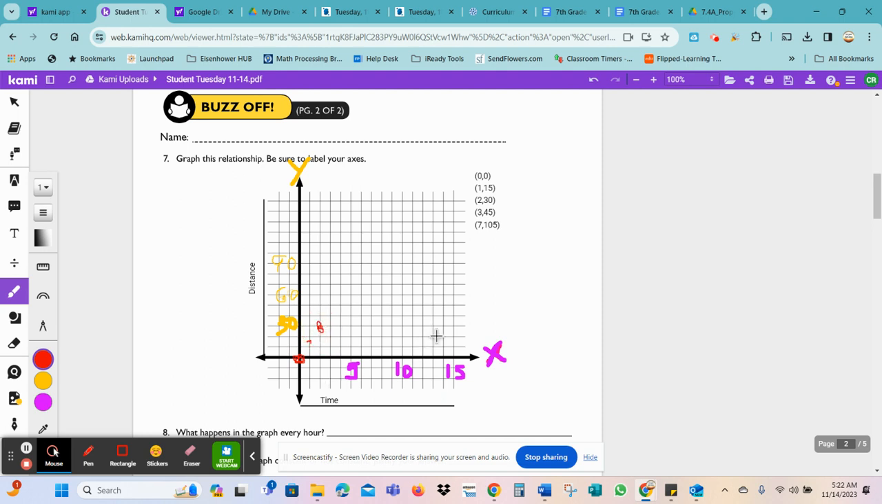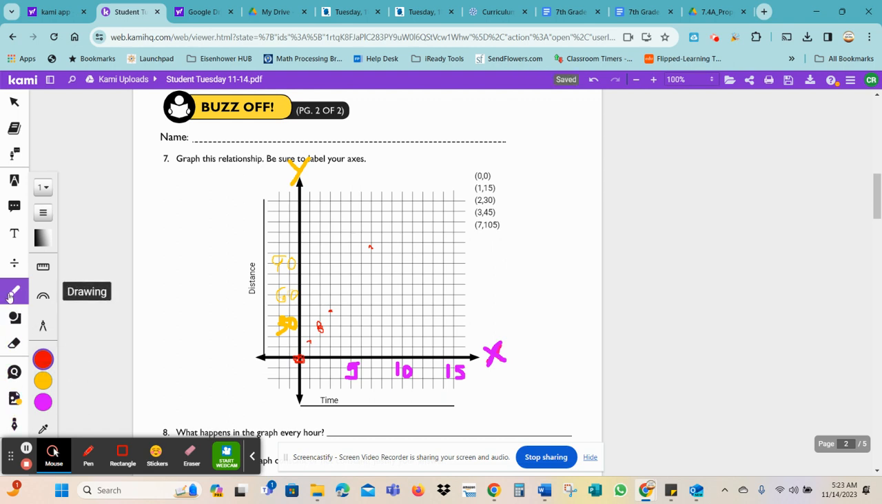Put my next dot. The next is 3, which is here, and I'm moving up to 45. If this was 30, that's 40, and right in the middle is 45. And the next is 7, and I guess I could have put that in there, right? So it's 5, there's 5, 6, 7, and I'm going to move on up. This is 90, that's 100, and 105 will be right here in the middle.